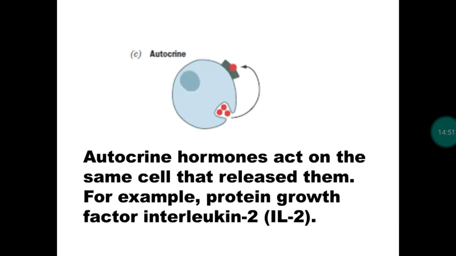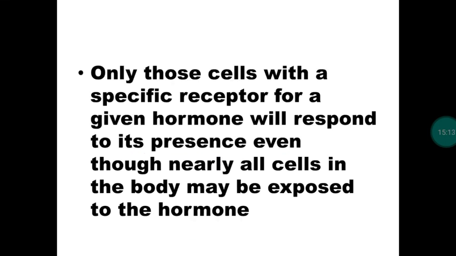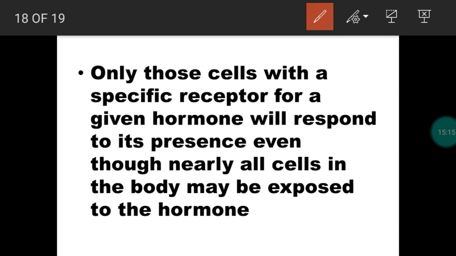Then the third type based on the distance is called autocrine hormones, in which the hormones secreted by a cell will act on the same cell. So this is the target. So hormones secreted in a cell will act on the same cell. So this is called autocrine hormone. Example, interleukin 2.